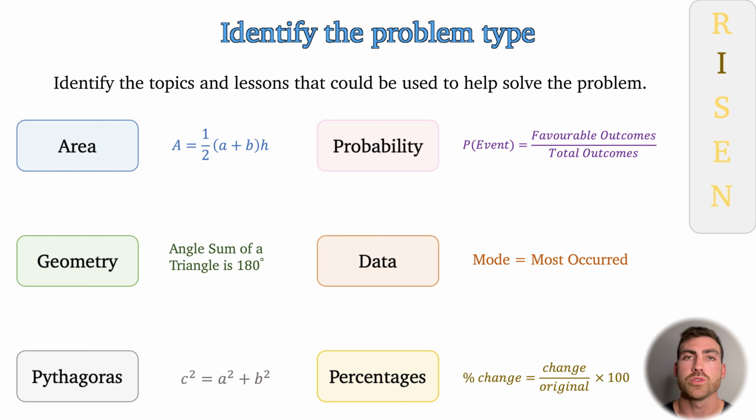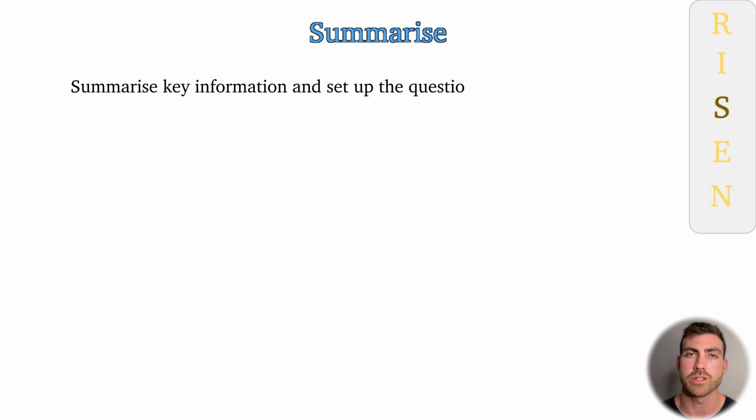This step is also very important when your exam has multiple topics being assessed, like most senior exams. If you're unable to identify the topic or exactly which lesson, move on to the next step, as they may reveal themselves later on. The third step, summarize key information and set up the question.